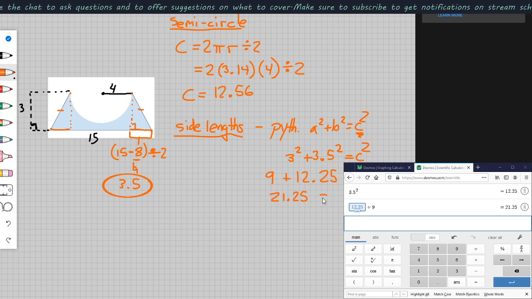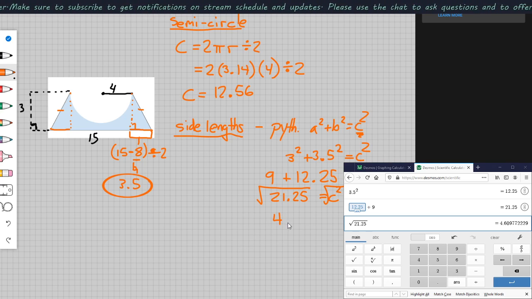And then the last thing I need to do, I don't care about what c squared is, I care about what c is, so I'm going to square root both sides. So that's 4.61 is what I'm going to make that, 4.61. So that's what one of these sides are. So this is 4.61, and then this is 4.61. So now what are you going to do? Add up all the sides.